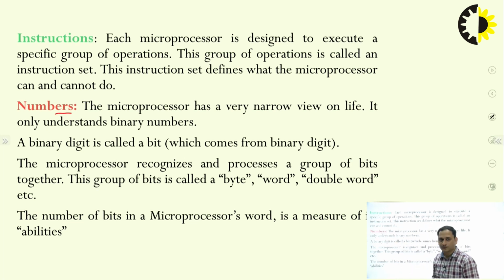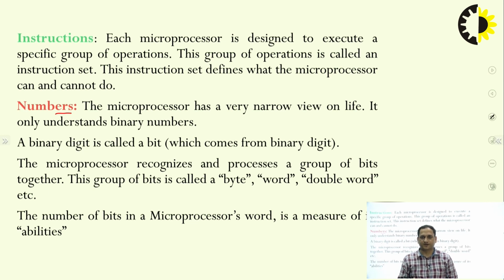Next terminology which is used, the numbers. These microprocessors have a very narrow view of life. They can only understand binary numbers, as we know. So the microprocessor only understands machine language, like zeros and ones, binary numbers. These binary numbers are nothing but the bit. 0 and 1 is a bit.